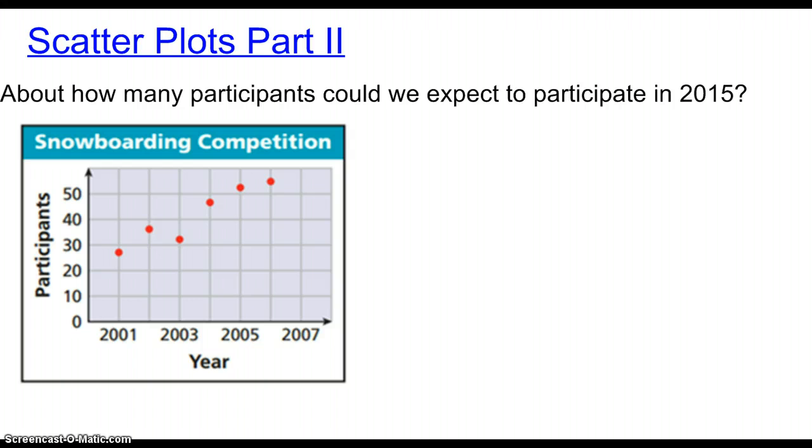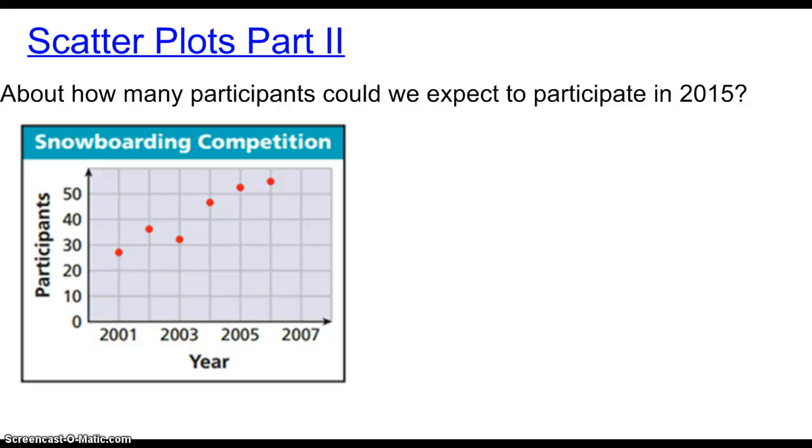Now today I'm going to teach you how to make a more accurate prediction based off of data. And we'll need that for this one because if we look at the question, it asks us to figure out about how many participants could we expect to participate in 2015. Now it would be pretty easy to make a prediction on how many participants there would be in 2007, 2008, 2009, but 2015 is pretty far off to the right there. So we're going to look at a different way to figure this out.